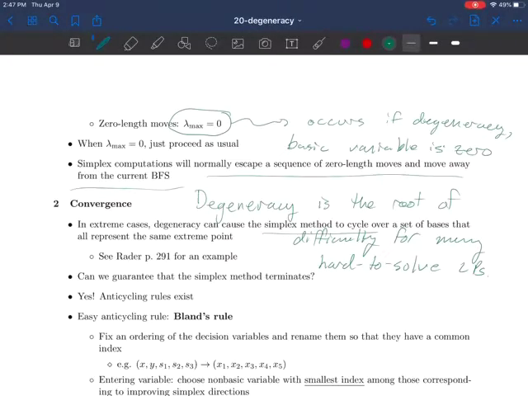We can, if we're really unlucky, get to a place where degeneracy causes the simplex method to cycle over the same extreme point. And you can see an example later, page 291, where you're using one pivot rule, say the largest cost rule, and it never leaves the extreme point, which means that you would not have convergence. So this is really bad. No convergence.